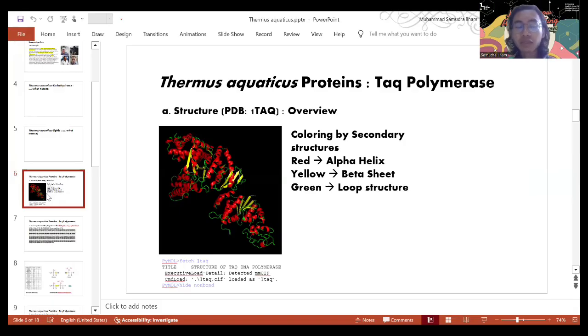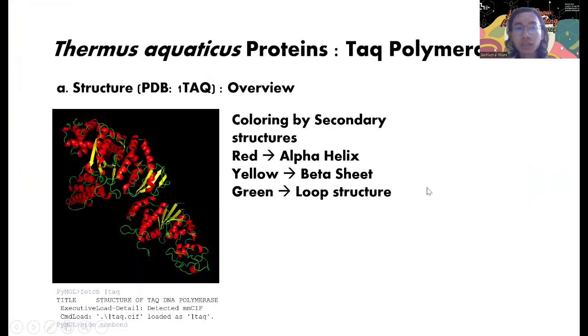All right, we move next to the protein structures in Thermus aquaticus, specifically in Taq polymerase. The structure is tagged by the PDB, or Protein Data Bank, as 1TAQ. The overview of the structure is colored by secondary structures. Red is alpha helix, yellow is beta sheet, and green is loop structures. That 3D visualization is made by PyMOL software.